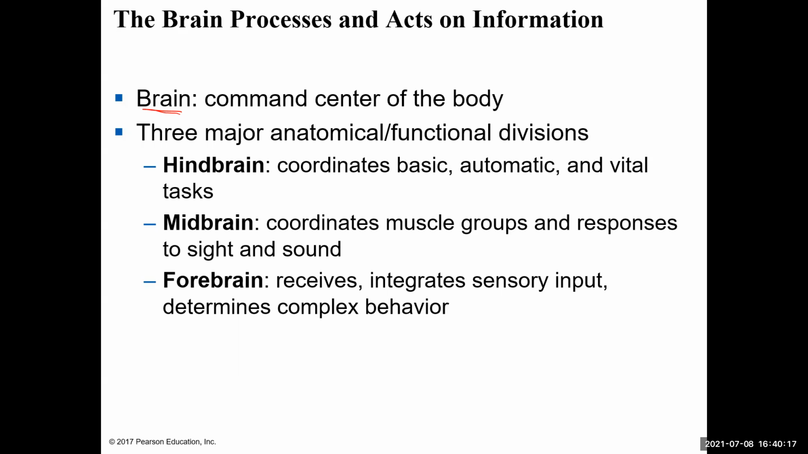Now, the brain has three different divisions that we're going to go over. It has the hindbrain, the midbrain, and the forebrain. So the hindbrain is responsible for basic, automatic, and vital tasks. The midbrain is coordinating muscle groups and focuses on sight and sound. And then the forebrain looks at sensory input and complex behavior. So what we're going to do is start with the hindbrain, and look at the different parts of each of these divisions in the brain.